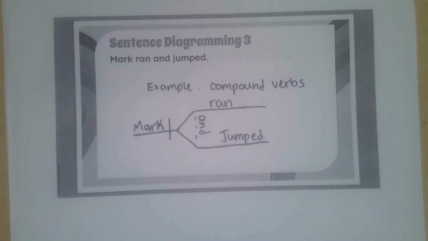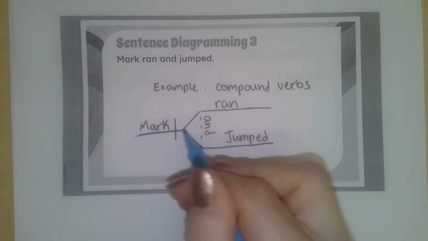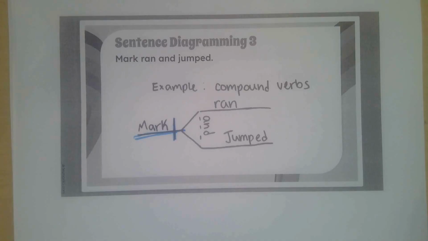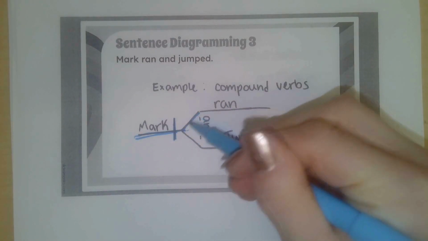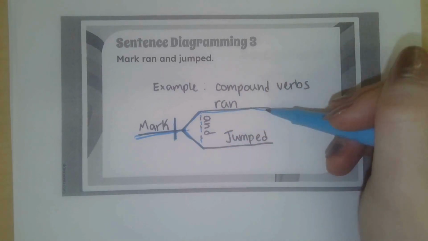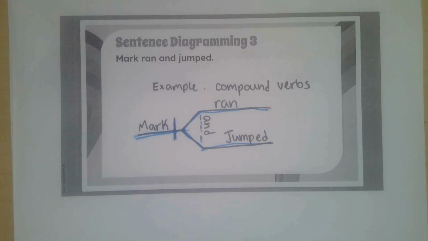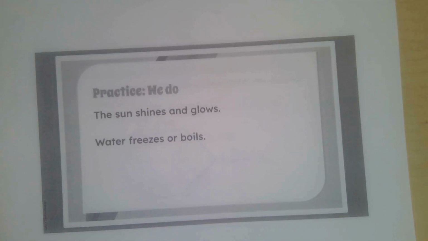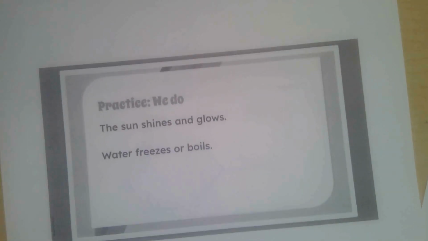An example. Mark ran and jumped. We have Mark, our subject. We have our horizontal line with the vertical line separating the verb. We split it off into two. Our conjunction, ran, jumped. Now we do: The sun shines and glows. Water freezes or boils.